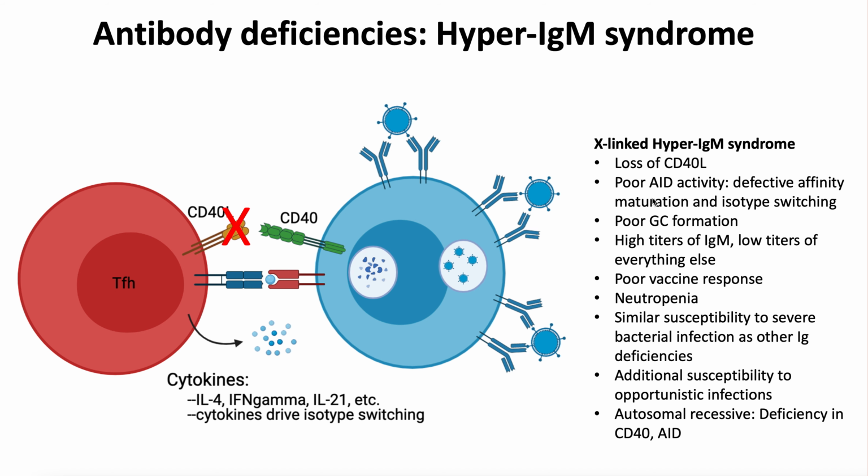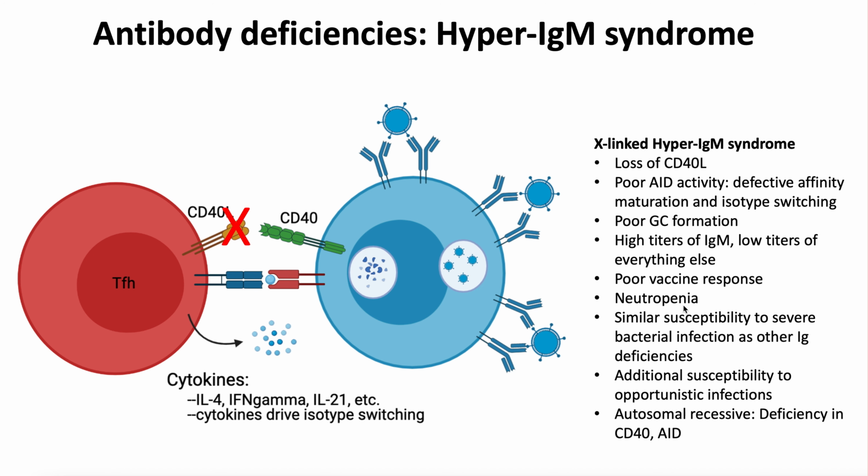And this results in poor activity of activation-induced deaminase, which, as we know, is responsible for affinity maturation and isotype switching. You fail to form germinal centers in patients with hyper-IgM syndrome. And these patients generally will have high titers of IgM and low titers of everything else. One of the key features is that they have a very poor vaccine response.